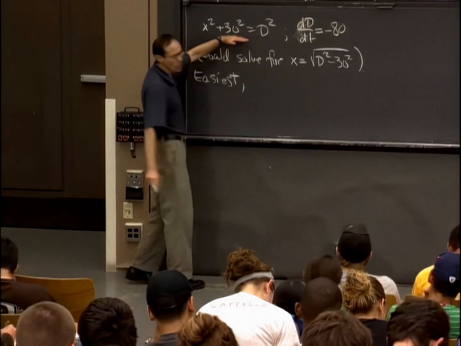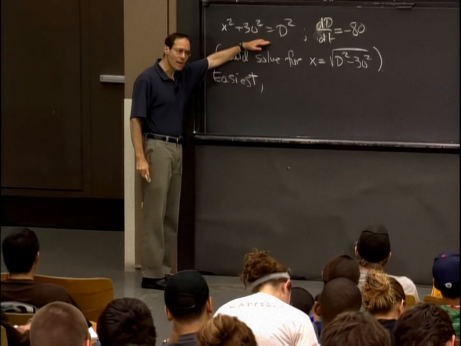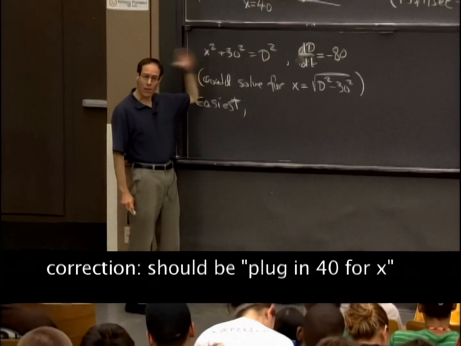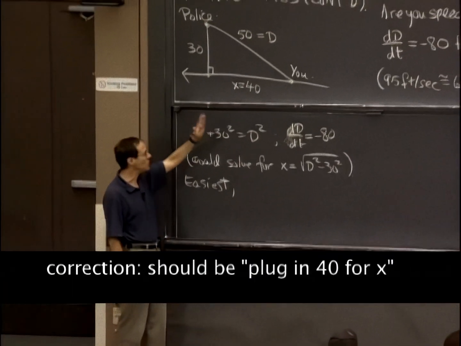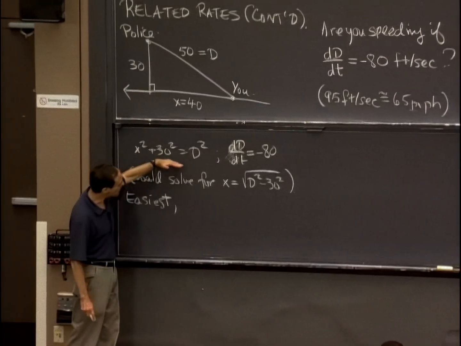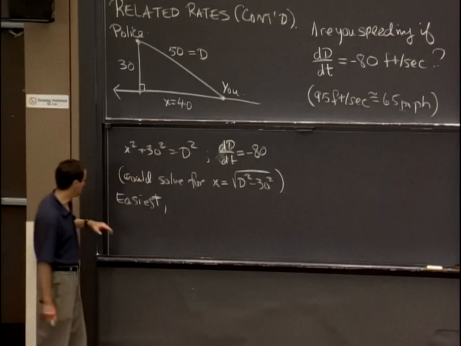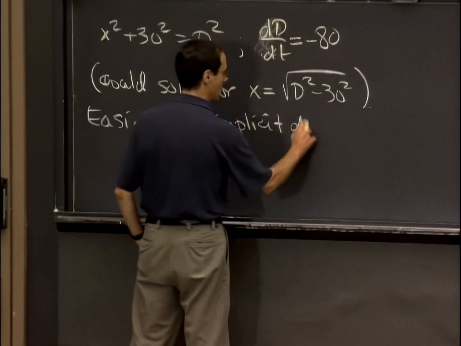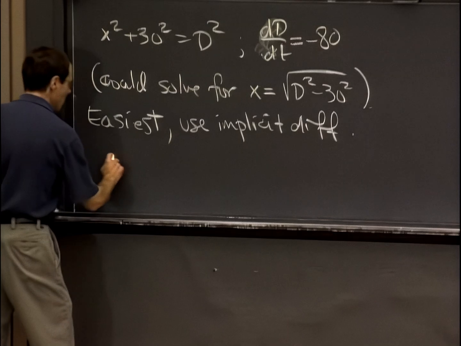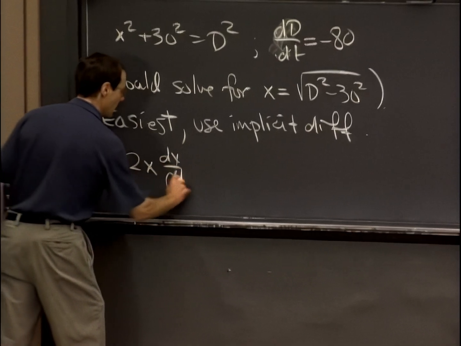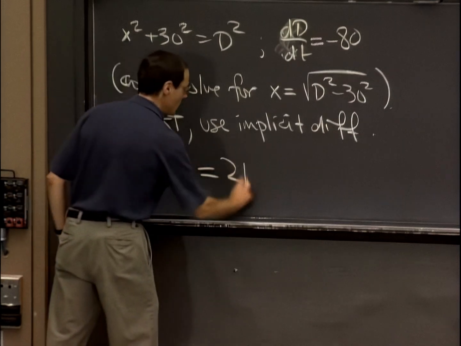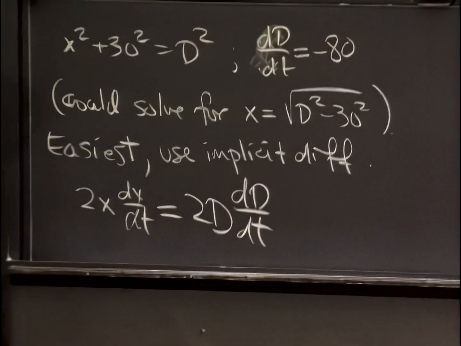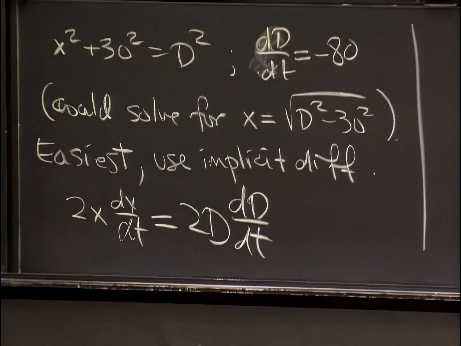Namely, we just differentiate this equation with respect to time. Now, when you do that, you have to remember that you are not allowed to plug in a constant, namely 40, for x. You have to keep in mind what's really going on in this problem, which is that x is moving, is changing, and d is also changing. So you have to differentiate first before you plug in the values. So the easiest thing is to use, in this case, implicit differentiation. And if I do that, I get 2x dx/dt is equal to 2d dd/dt. No more d/dt left, we hope, except on this blackboard. So there's our situation.